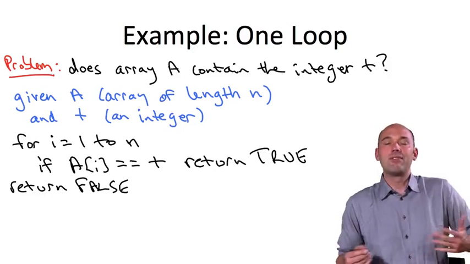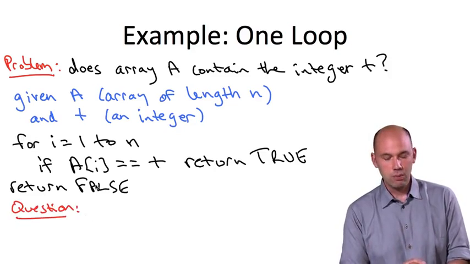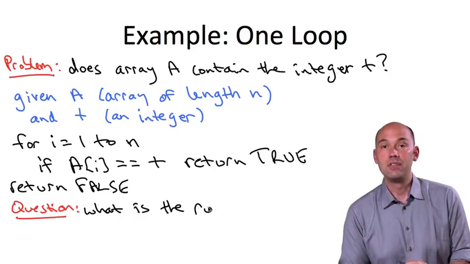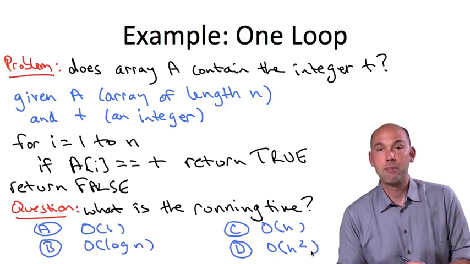So what do you think? We haven't formally defined big O notation, but I've given you an intuitive description. What would you say is the running time of this algorithm as a function of the length of the array, capital A?